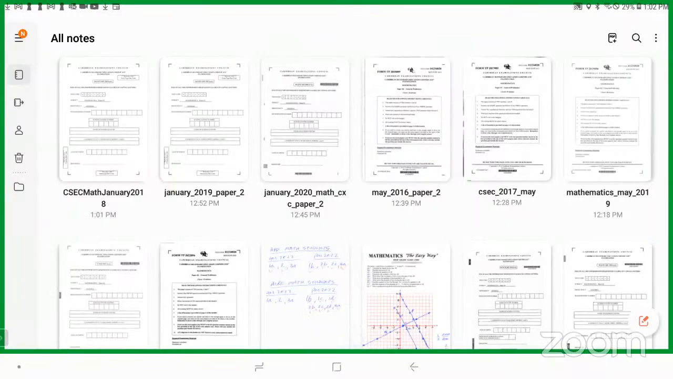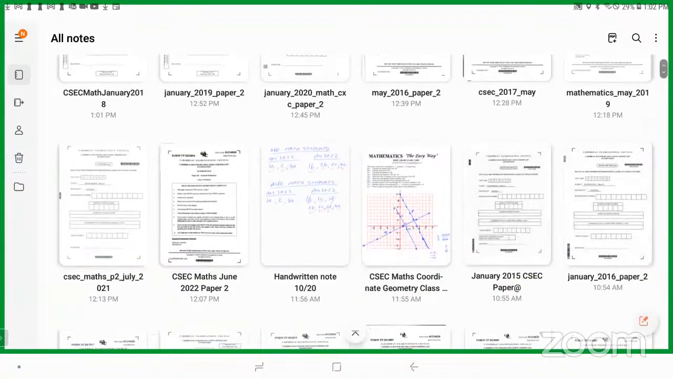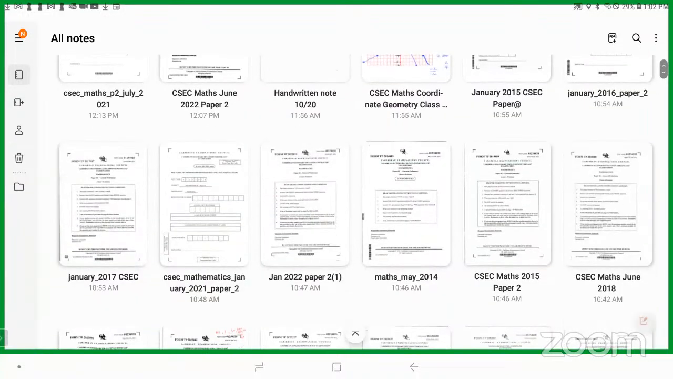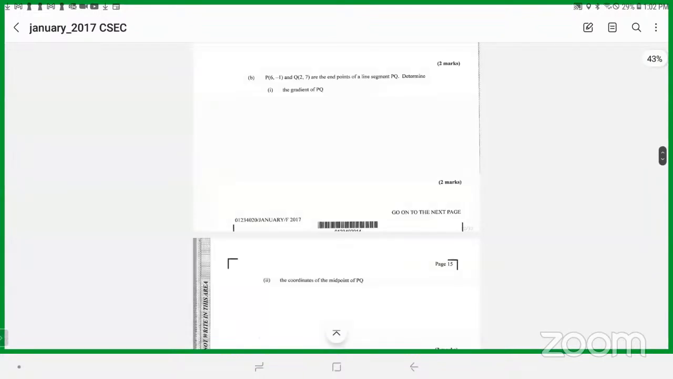2017. There's a perpendicular bisector question I left for last for us to do today. Perpendicular bisector. January 2017, that perpendicular bisector on it. This is it.